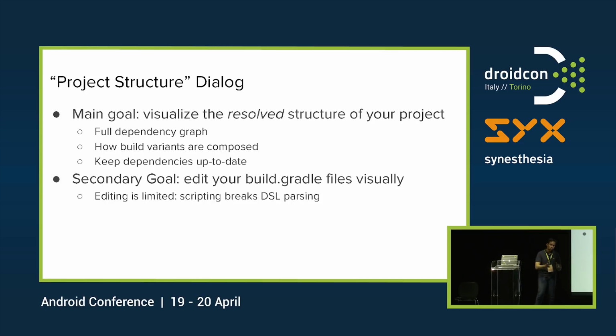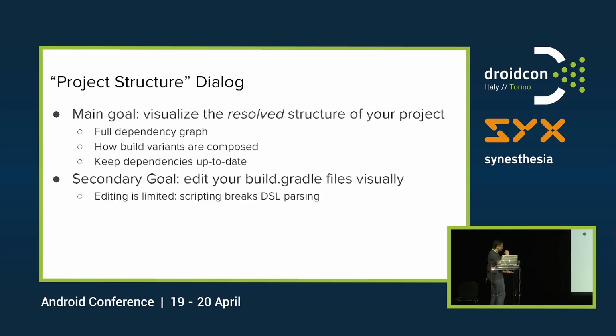Also, we want, probably not in version 1, but in version 2 of the project structure dialog, to show you how a property of the variant was composed, because we have product flavors, we have the default config and build types, and how these properties got combined and resulted in the build variant. We want to show you everything, how Gradle computed everything, and what's the result of your build files in your project. And none of this information is trivial when you look at the build files. The build files only tell you what you want in your project, but not what actually happened after you sync with Gradle.